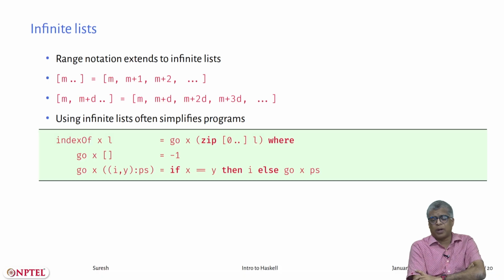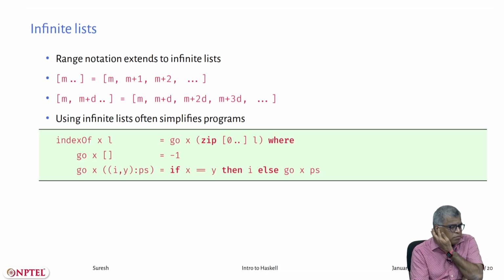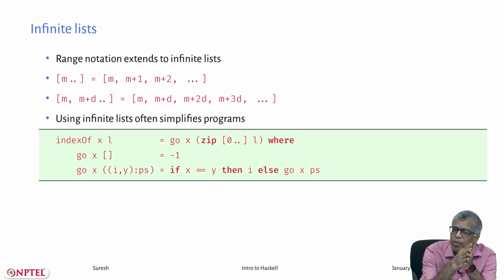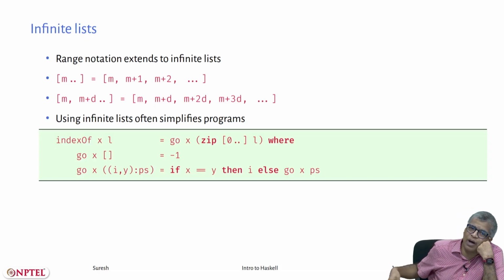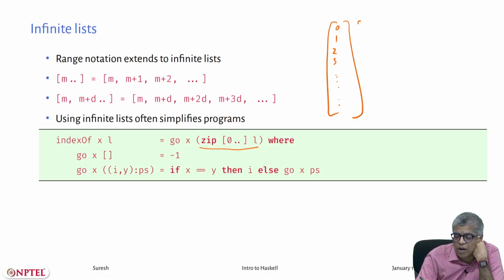For instance, here is a program, index of x in L. I want to find the index in the list where x occurs first. Now the list will be finite, let us say, but the point is, rather than do some count or whatever, what I will do is zip of 0 dot dot, the infinite list. So I will line up the infinite list 0, 1, 2, 3 and so on with my list L.